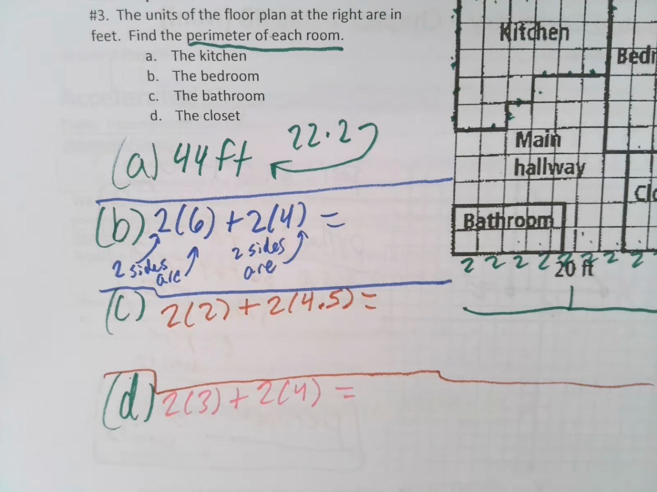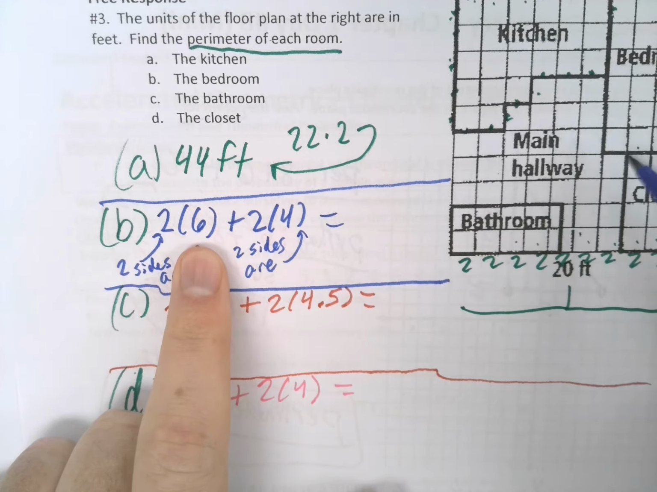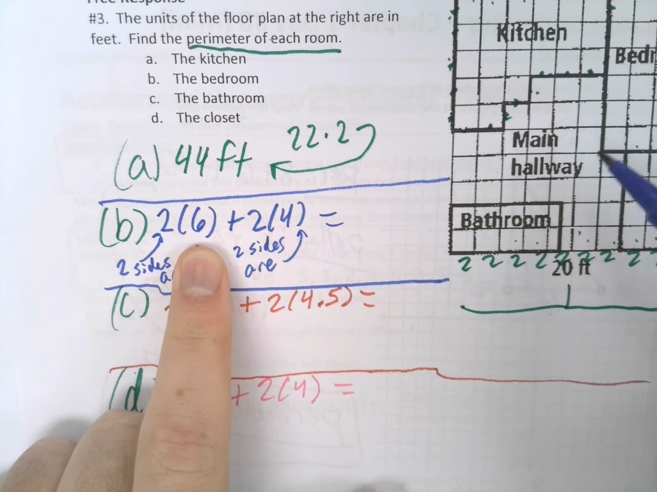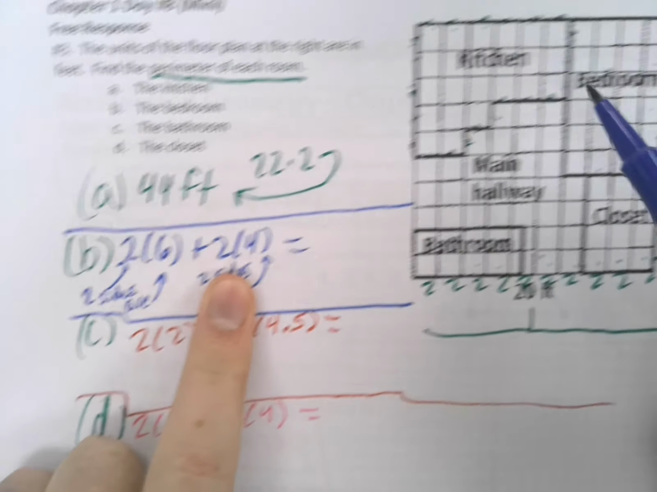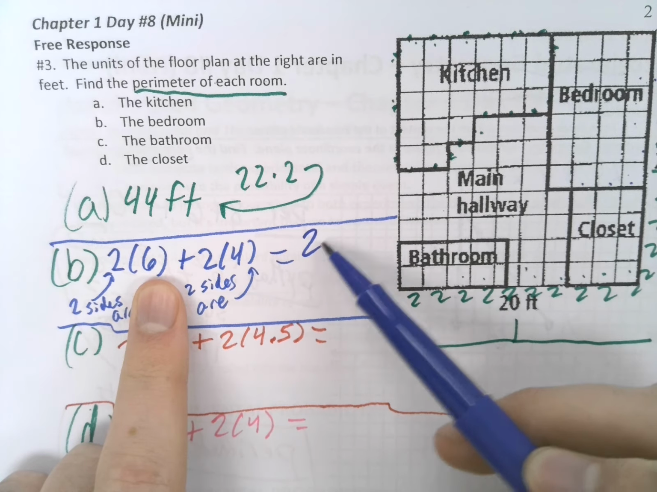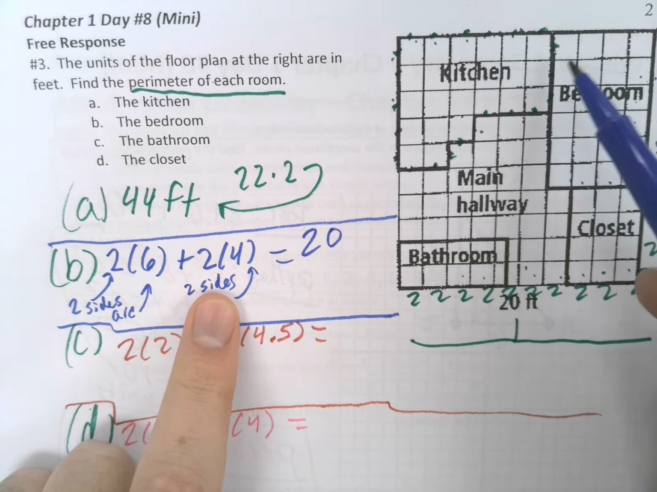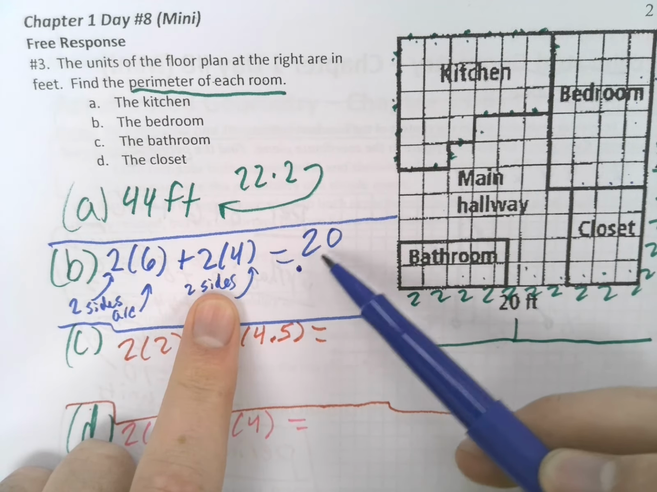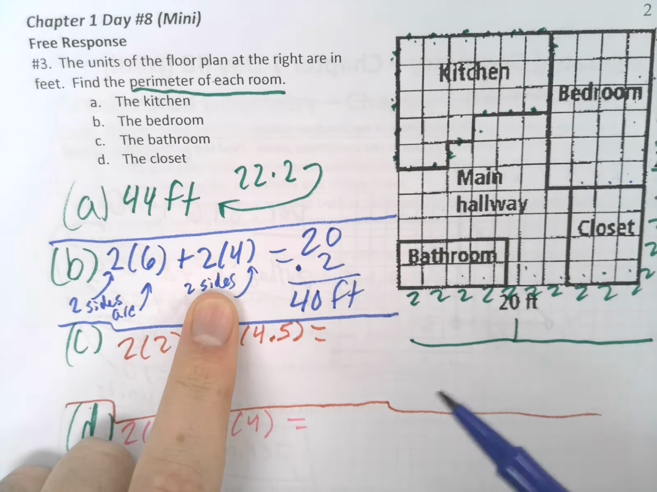Okay, so the bedroom. We got 2 times 6. There are 2 sides that are both 6 units or 6 spaces long, plus 2 times the 4 spaces long here with the bedroom. That adds up to be 20. But the thing is, that doesn't take into account that each of these spaces are 2 feet. Times by 2, we've got 40 feet for the bedroom here.